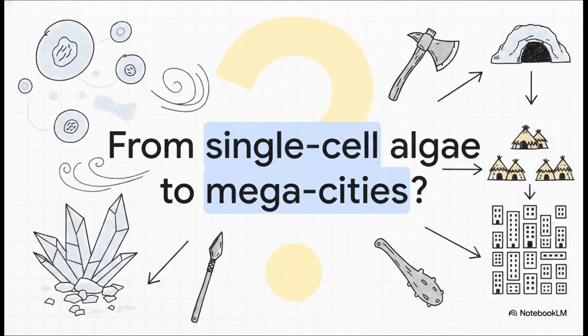But to really wrap our heads around this timeline, we've got to ask a fundamental question. How exactly did environmental pressures and a few primitive stone tools trigger this massive chain reaction that eventually built modern civilization? How on earth did we go from single-cell algae to sprawling megacities with actual indoor plumbing?